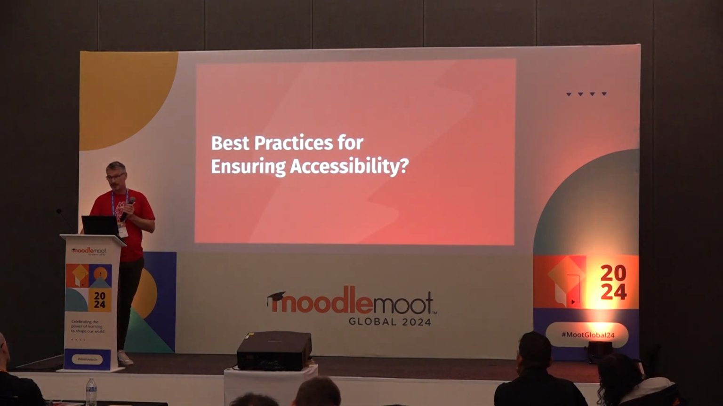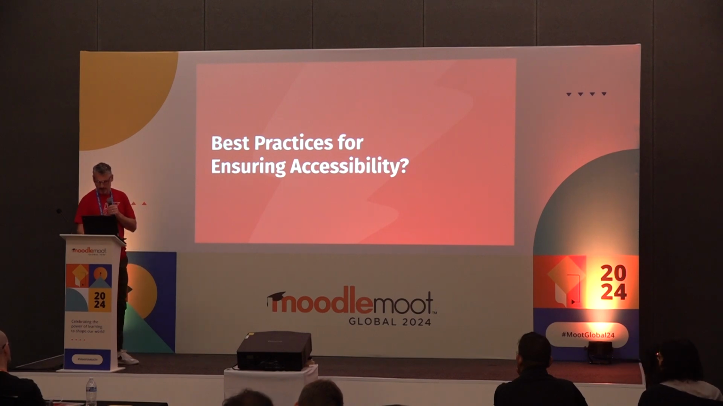So what are some best practices for ensuring accessibility? The following are some practical ways to ensure your themes remain accessible across all your themes and sub-themes.